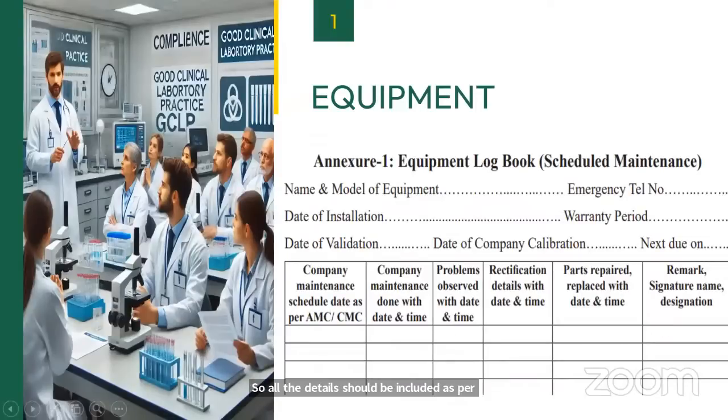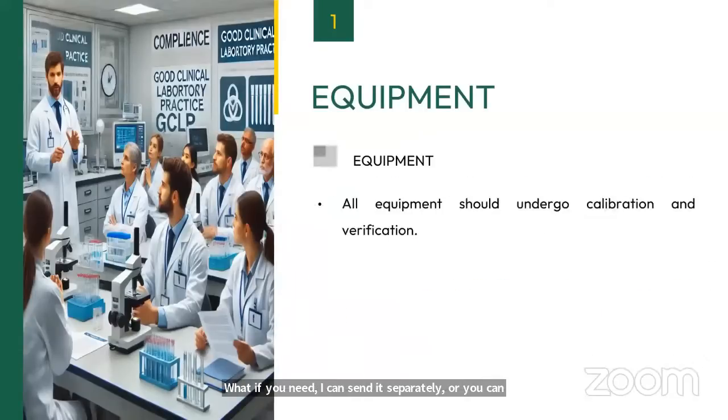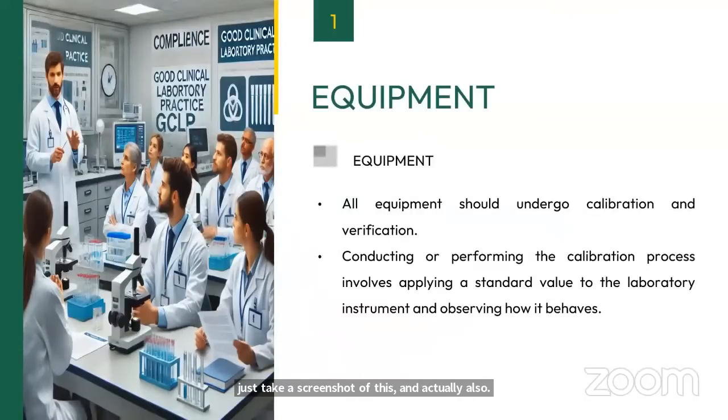Then there is the emergency or breakdown maintenance program. So here also you should maintain all the details as per the requirement. This is given in the document itself. So if you need, I can send it separately, or you can just take a screenshot of this Annexure 2 also. All equipment should undergo calibrations and verifications.